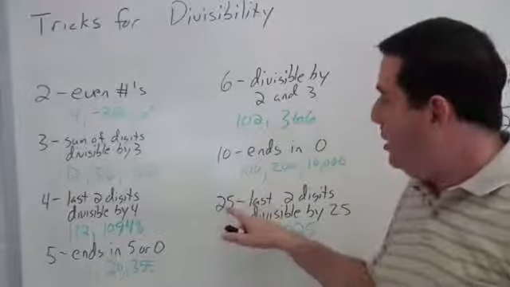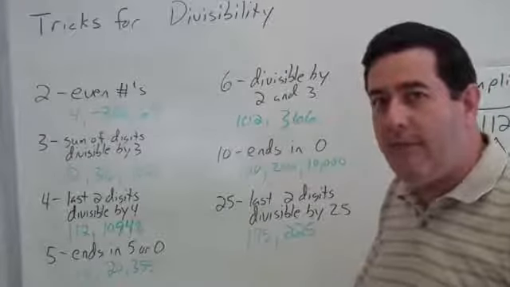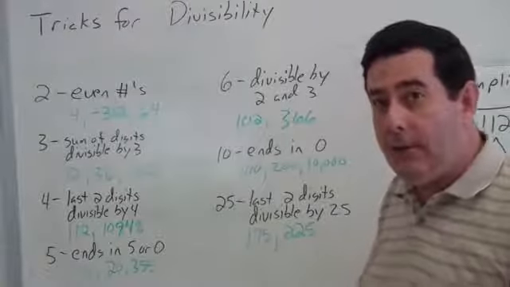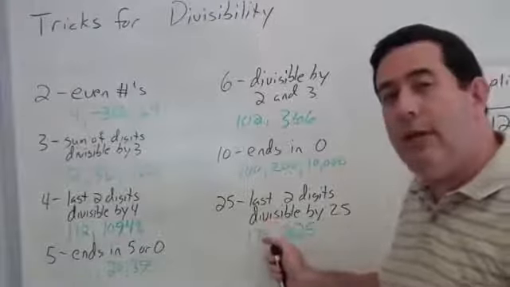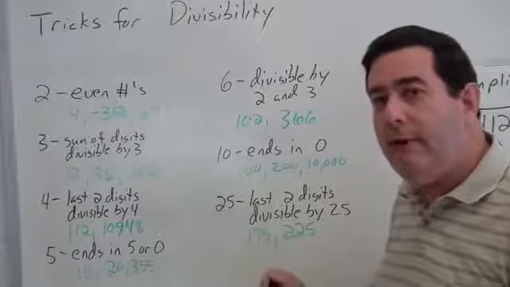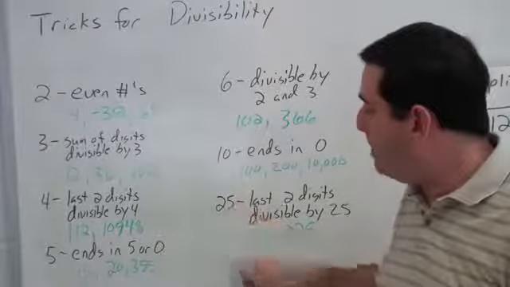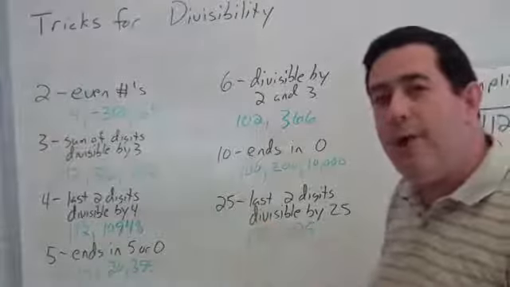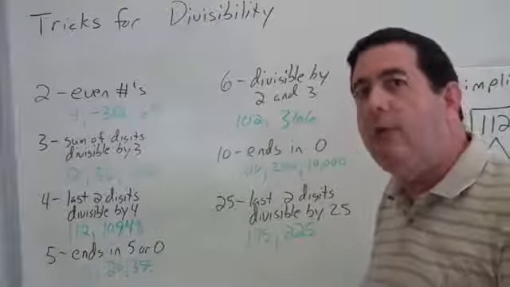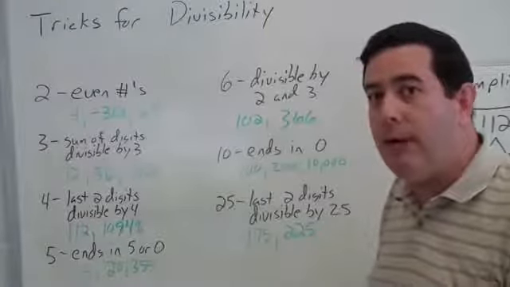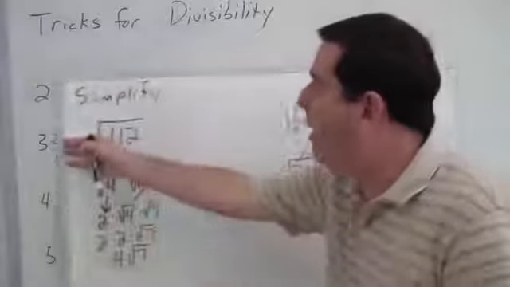And then a big one, 25. If the last two digits can be divided by 25, then the number you're looking at can be divided by 25. 175, those last two digits, 75. 25 goes into 75 3 times, so that means 175 can be divided by 25. Same thing for 225. The last two digits, 25, can be divided by 25, so 225 can also be divided by 25. Now, how might that help me in simplifying a radical?